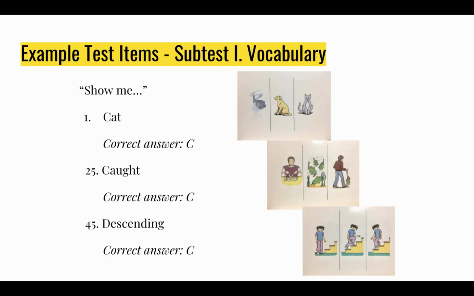Some example test items from subtest number 1 are "show me cat." The correct answer would be C, which is the image all the way to the right. Item 25 is "show me caught." The correct answer would be letter C, also the image all the way to the right. And number 45, "descending." The correct answer is also C, all the way to the right.